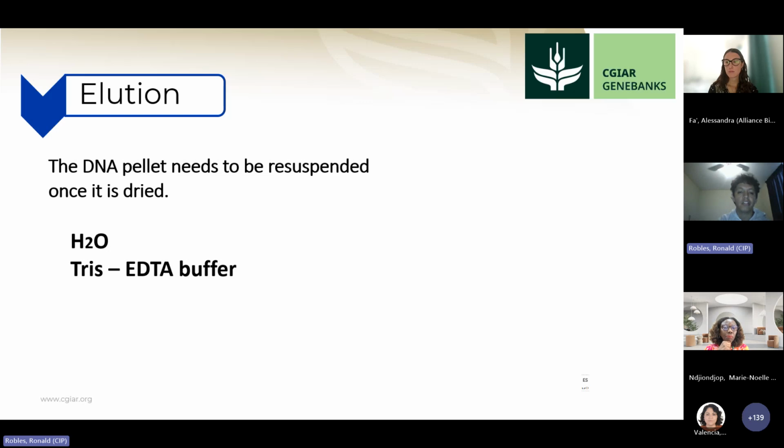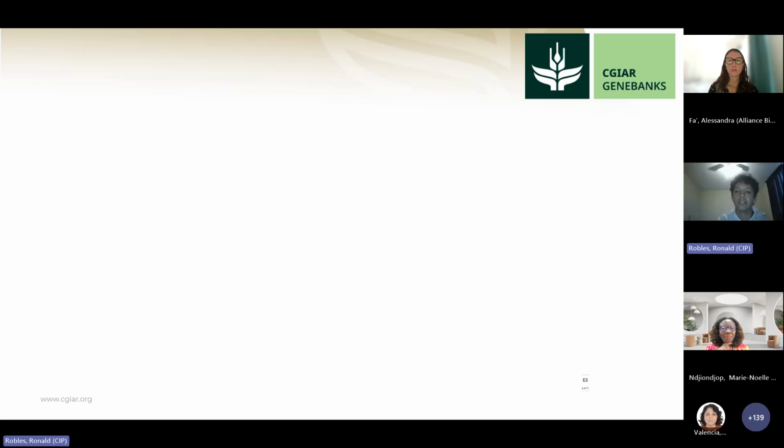These initial steps are very fundamental to obtaining a good quality of the DNA. So for the moment, these are the steps of the DNA extraction, and I will pass to Verónica for the next chapter.